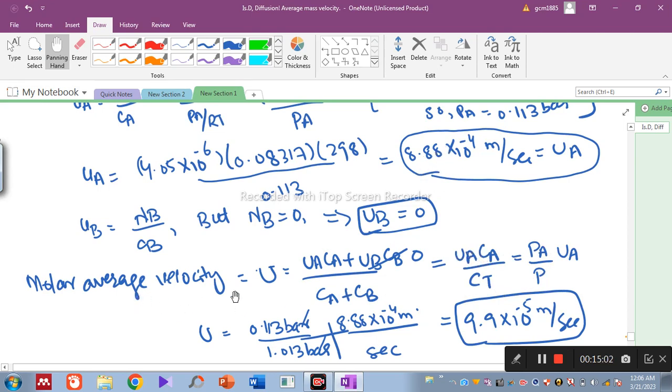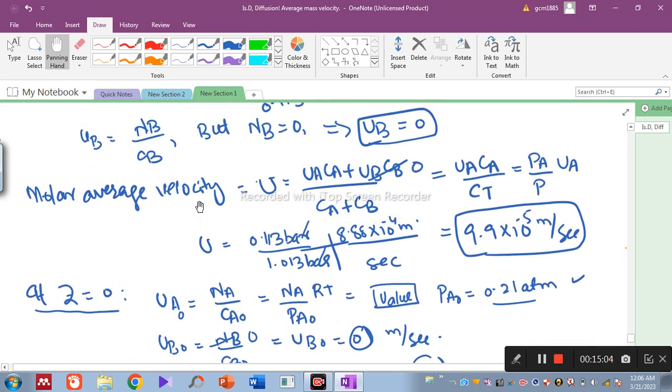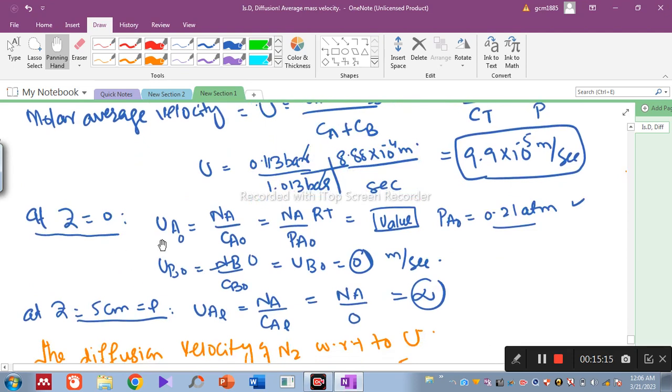So we will obtain the molar average velocity of nitrogen and oxygen. The molar average velocity of oxygen and nitrogen is 9.9 multiplied by 10 to the power 5 meter per second. Now at z is equal to 0, we will find the velocity of nitrogen and oxygen at the top of the diffusion path, in the middle of the diffusion path, and at the bottom of the diffusion path. In the middle we have obtained already.